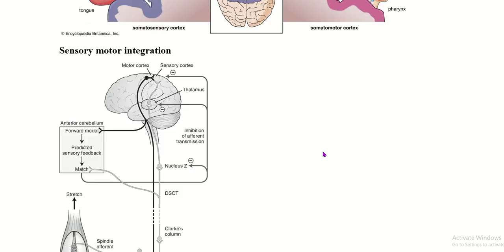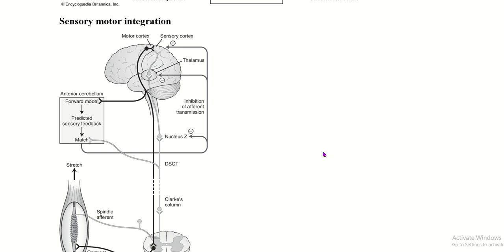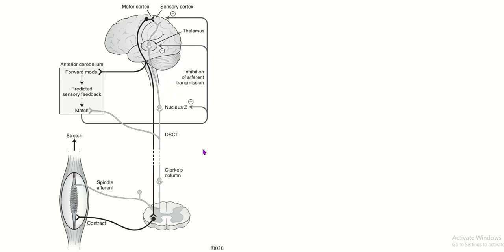Now, sensory motor integration. The function of the brain explained in a simplified way. The function of the brain starts from a sensory stimulus. This is a sensory receptor. After stimulation, this stimulation is passed through a sensory nerve, and when this sensory nerve enters the central nervous system, it is known as the ascending tract, and ultimately this sensory information goes to the thalamus.